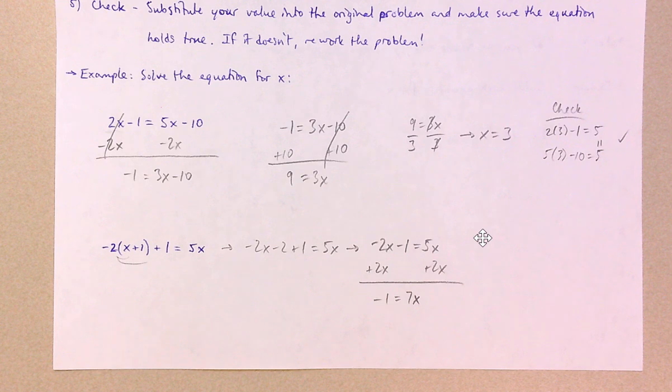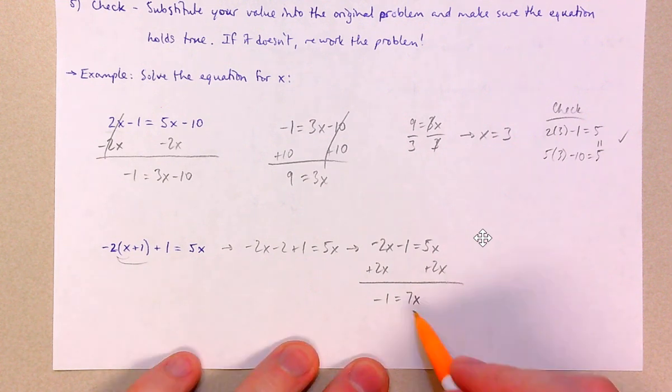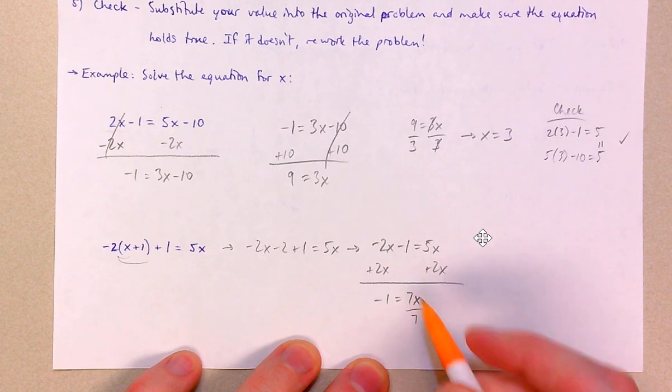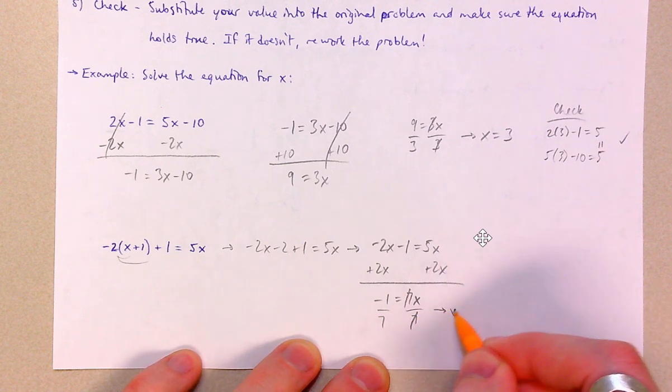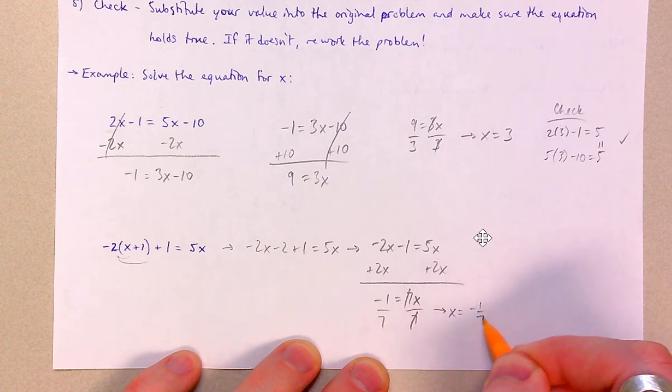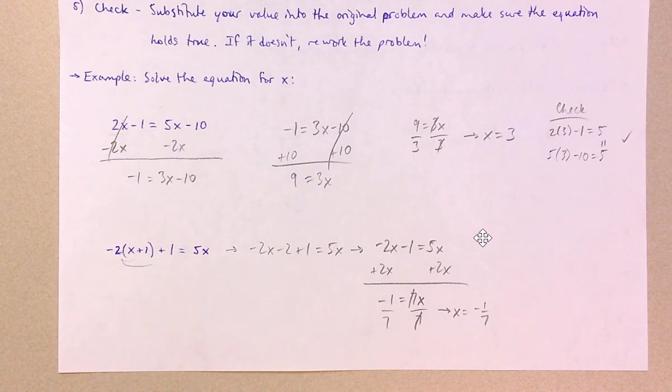Now we just need to solve for x. What am I going to do to both sides? Well, here I have 7 times x. Divide both sides by 7. Those divide out to 1. And this divides out to x equals -1 over 7.